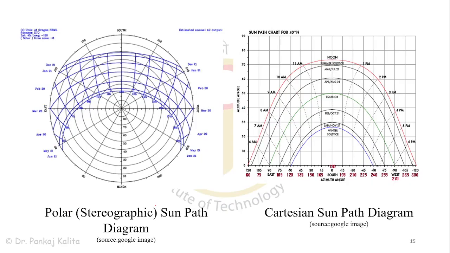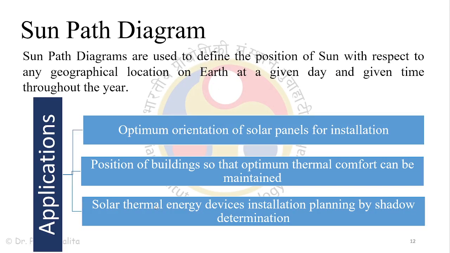Okay, the last part is the sun path diagram. Sun path diagrams are used to define the position of the sun with respect to any geographical location on the earth. So if you want to know, at any place, on any day, at any given time throughout the year, what the position of the sun in the sky is, then you can use this sun path diagram. It's a very useful diagram that has application in several solar thermal devices.